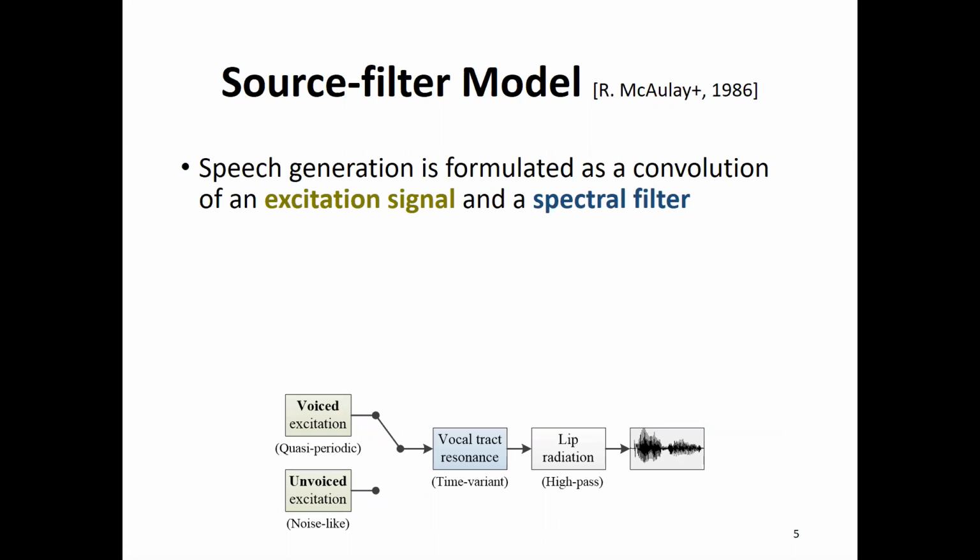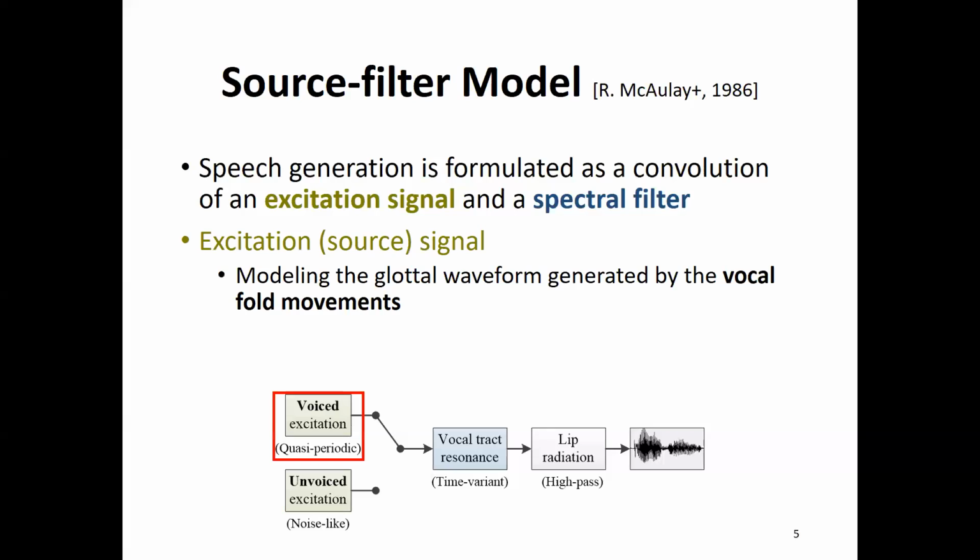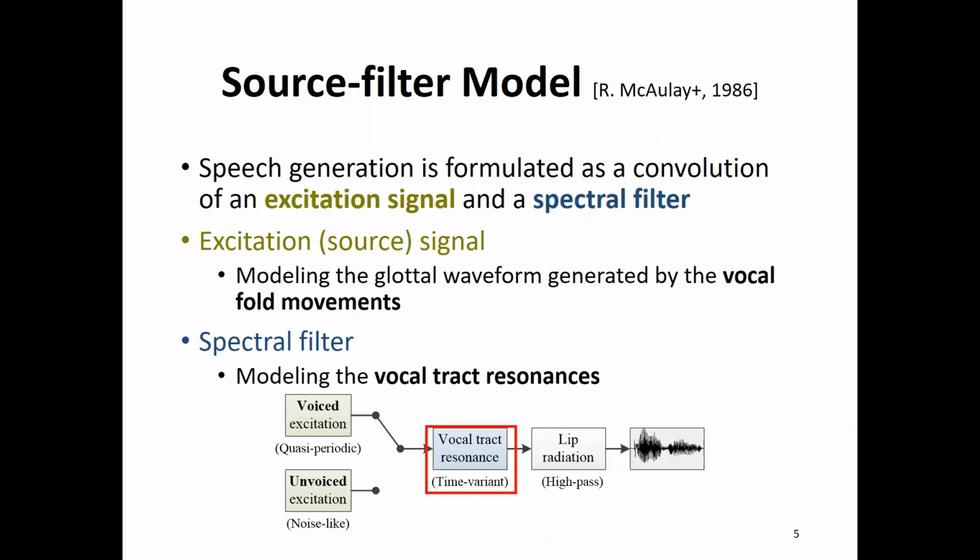Specifically, speech generation is formulated as a convolution of an excitation signal and a spectral filter. Since speech includes voiced and unvoiced parts, the voiced and unvoiced excitations are separately modeled. The voiced excitation is a quasi-periodic signal with clear harmonic components, which is generated by the vocal fold movement. The unvoiced excitation is a white noise-like signal without vocal fold movement. The spectral filter is a time-variant filter to model the vocal tract resonance. In the end, we usually use a high-pass filter to model the lip radiation.